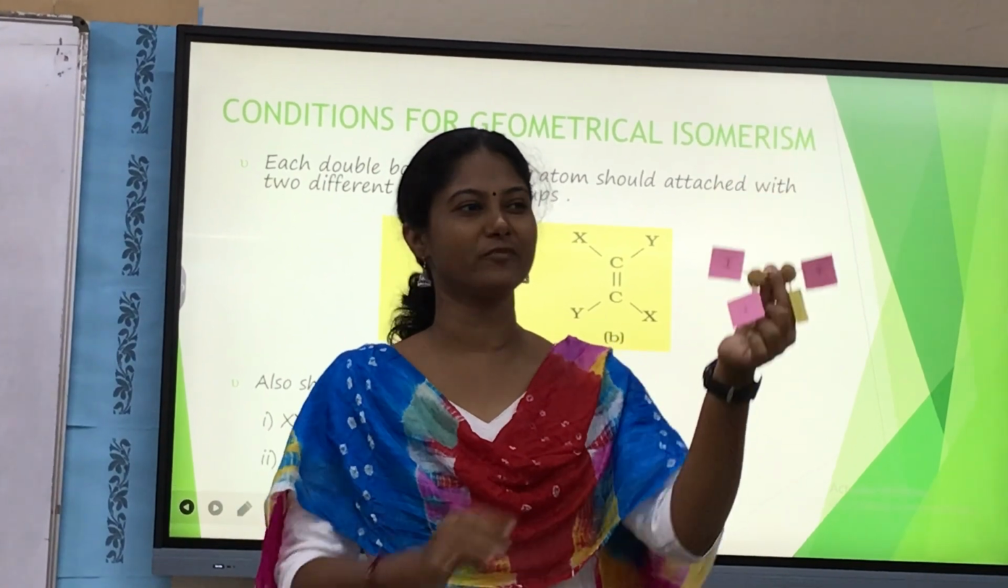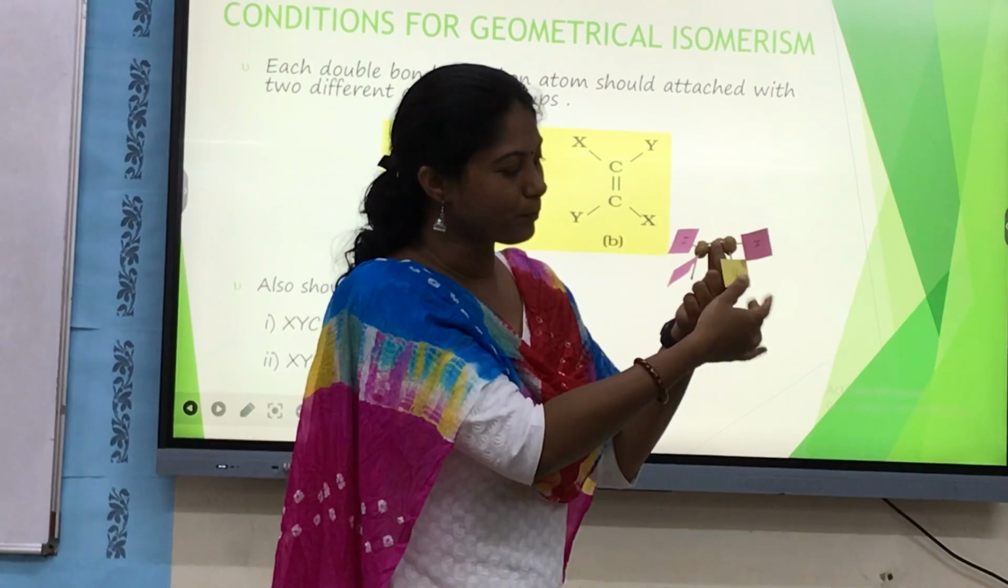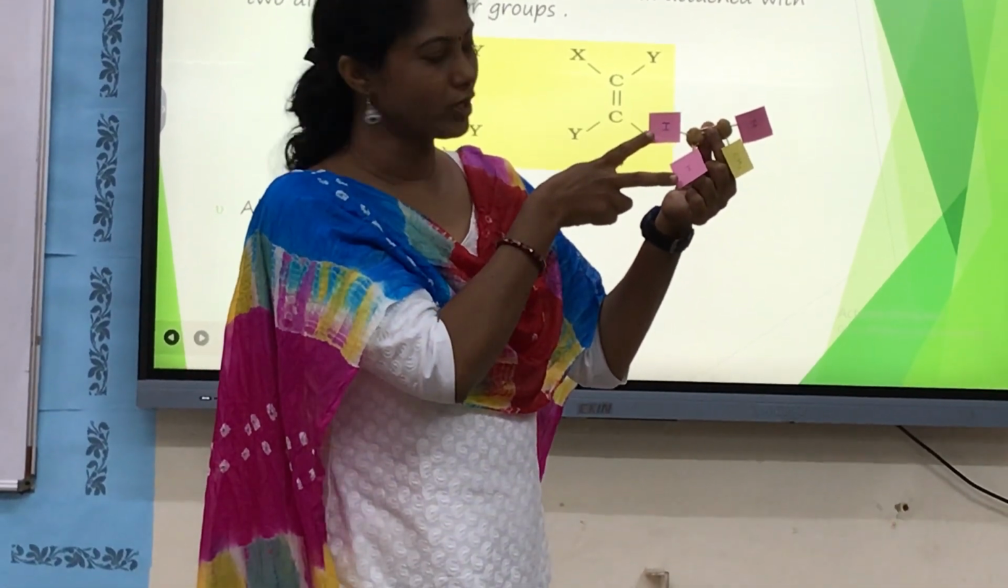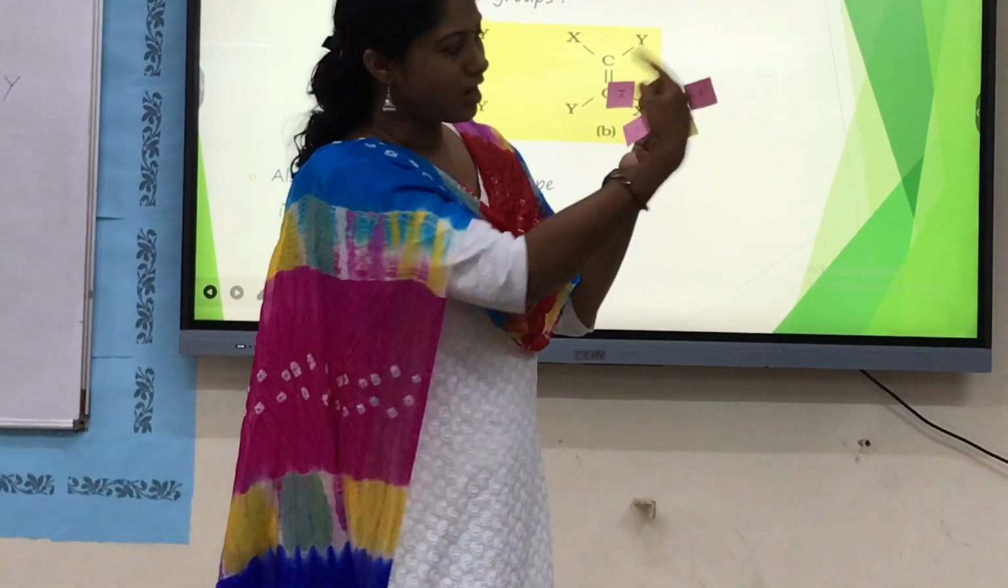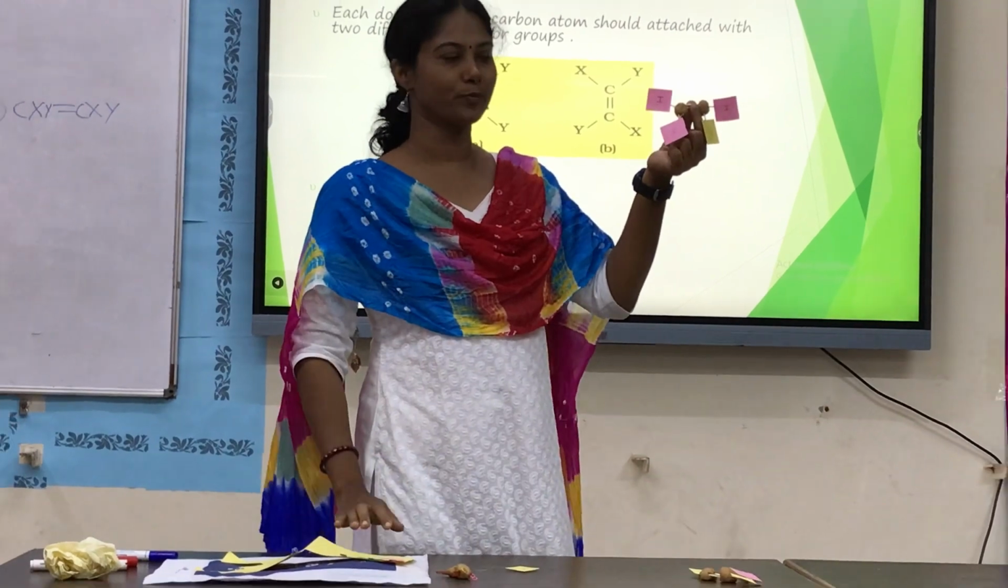Can you identify which molecule it is? It is propene. Thank you. Here in propene you can see that on one of the double bonded carbon atoms, two hydrogen atoms are attached. On the other double bonded carbon atom, one hydrogen and one CH3 group is attached.